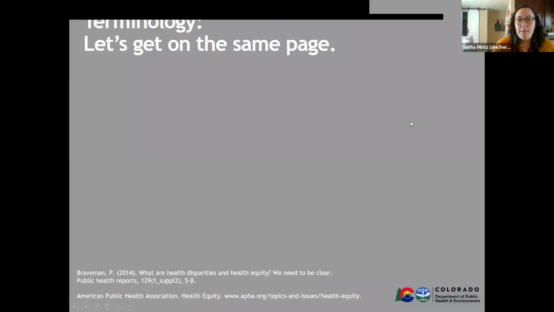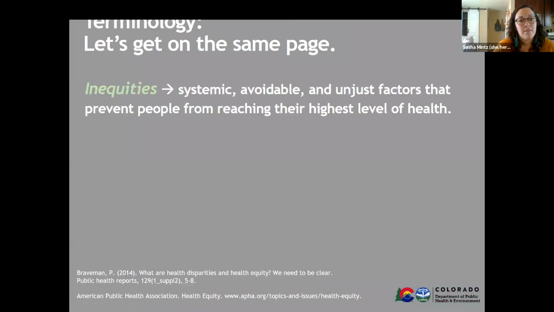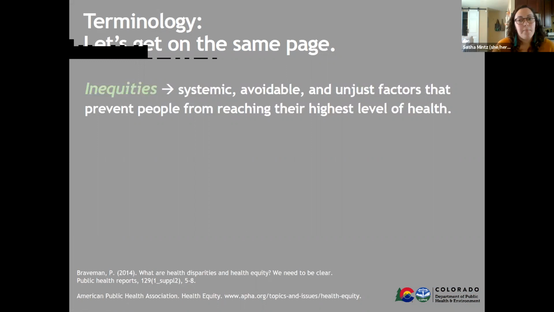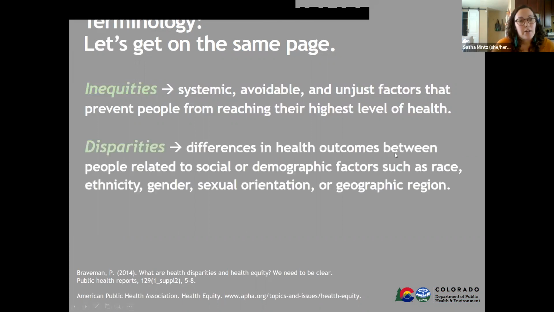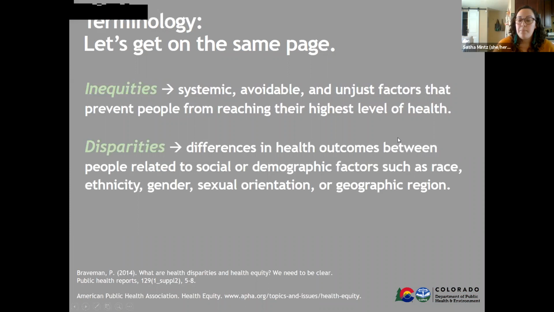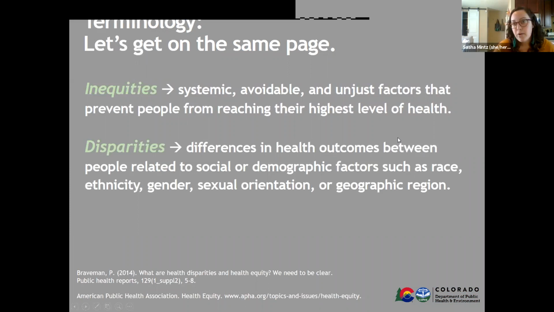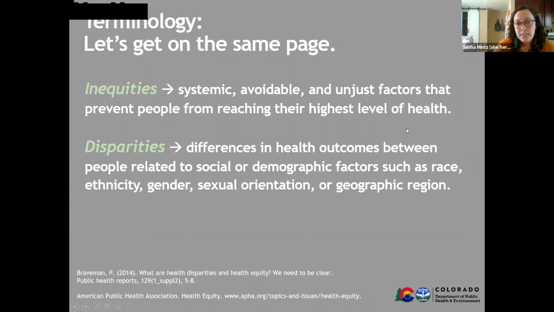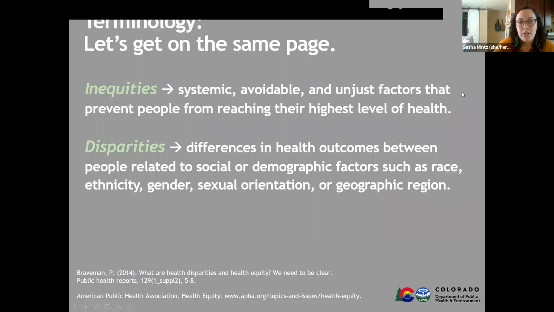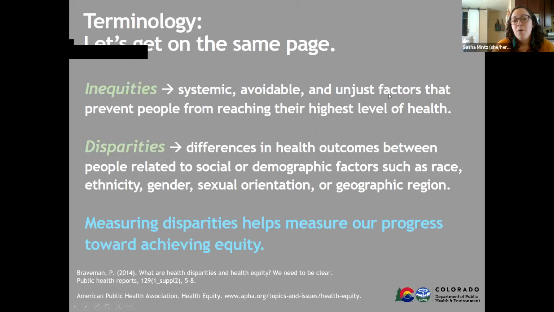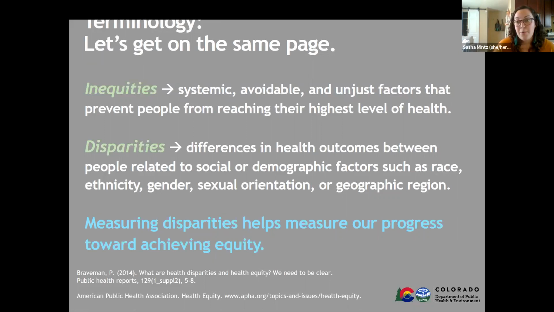Before moving any further, I want to make sure we're all on the same page when it comes to terminology. So for purposes of this presentation, inequities are defined as systemic, avoidable, and unjust factors that prevent people from reaching their highest level of health. Disparities are differences in health outcomes between people that are related to social or demographic factors such as race, ethnicity, gender, sexual orientation, or geographic region. And by measuring disparities over time, we can measure our progress toward achieving equity for all people.